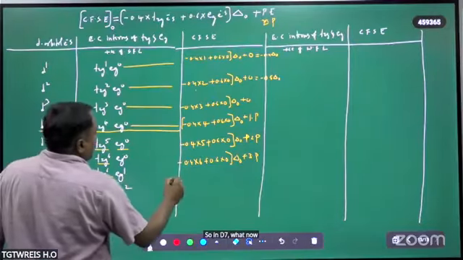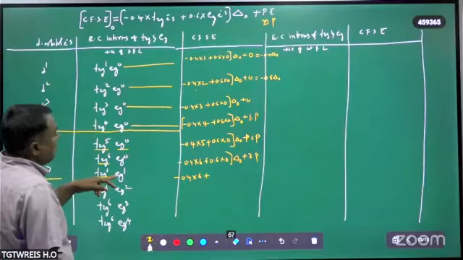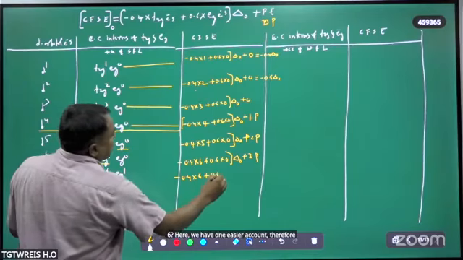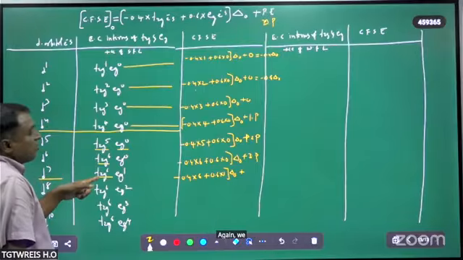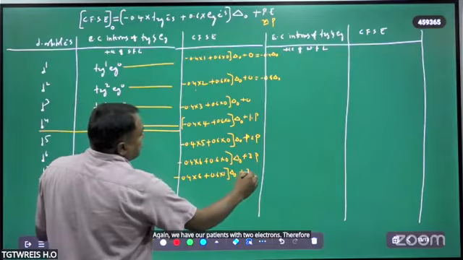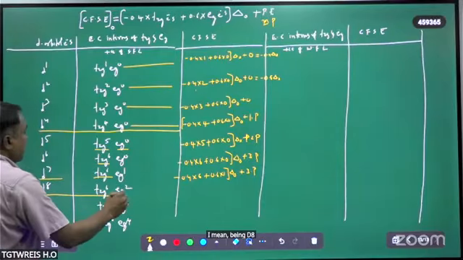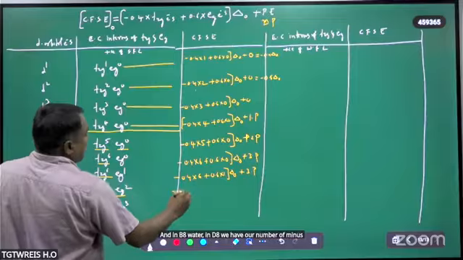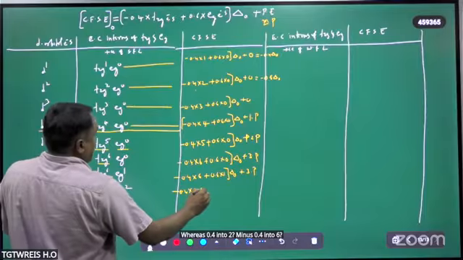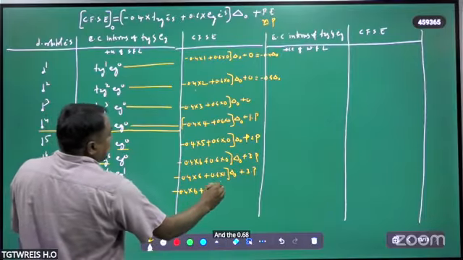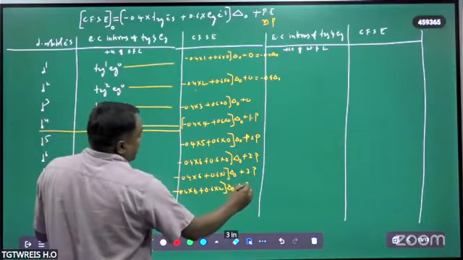So in d7 what now? In d7 minus 0.4 into 6. Here we have 1 eg electron. Therefore 0.6 into 1 into delta naught. Again we have 3 orbitals with 2 electrons, therefore 3P. This is the total pairing energy. And in d8 what now? In d8 we have minus 0.4 into 6 and 0.6 into 2 into delta naught plus 3P again.